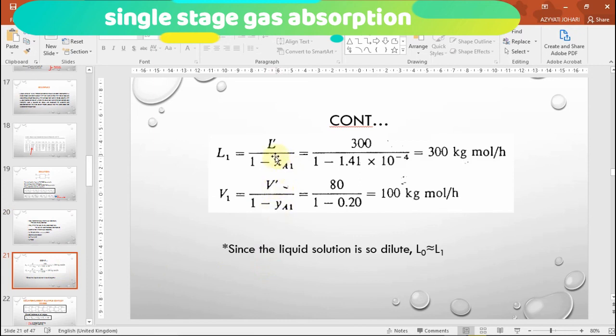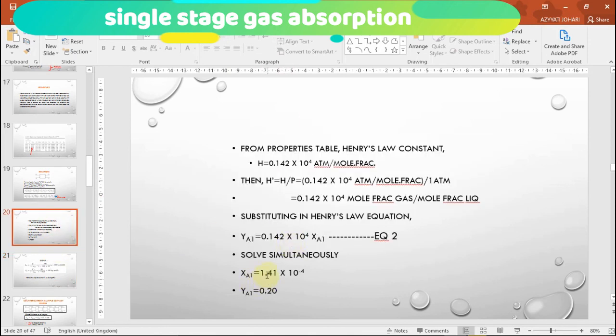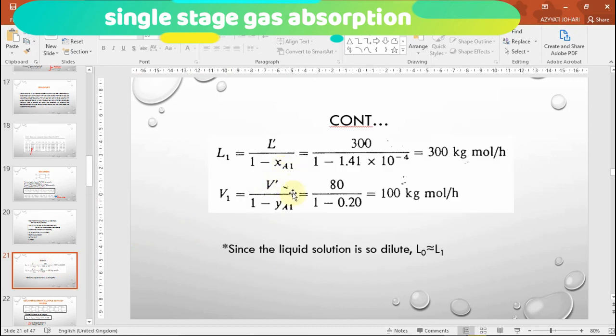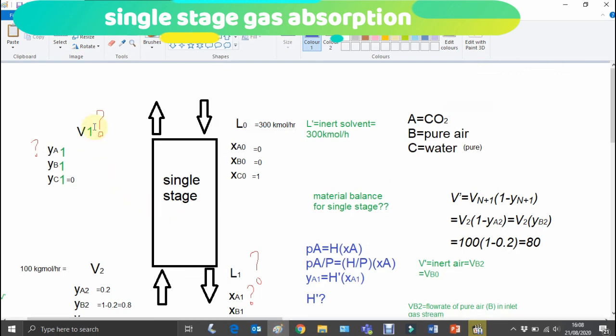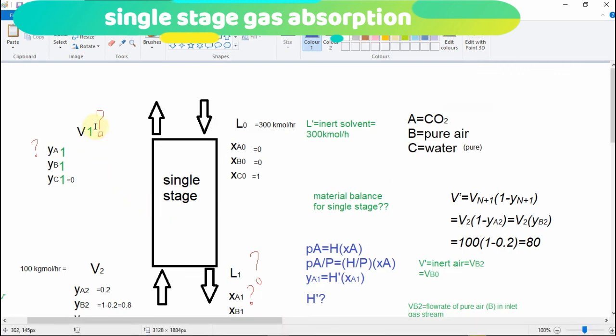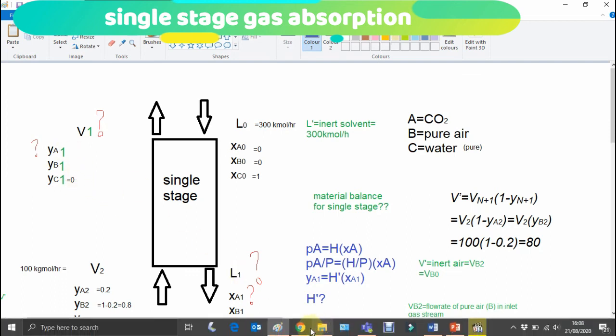Whatever values you get for xA1 and yA1 from the equations that we solved previously, you substitute into the final equations. For L prime, we use the same values, 300, and for V prime, we have calculated it previously, which is 80. Then finally you will get the values for L1 and V1. Then only have you solved for all the unknowns that the question asks for: V1, L1, yA1, and xA1.